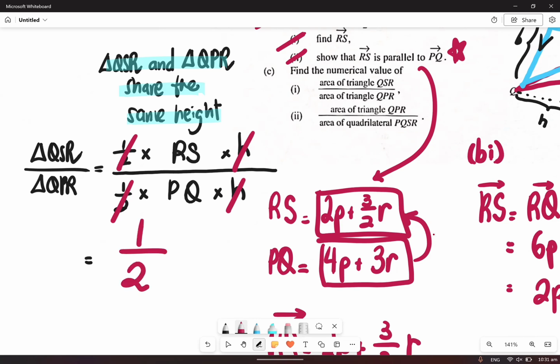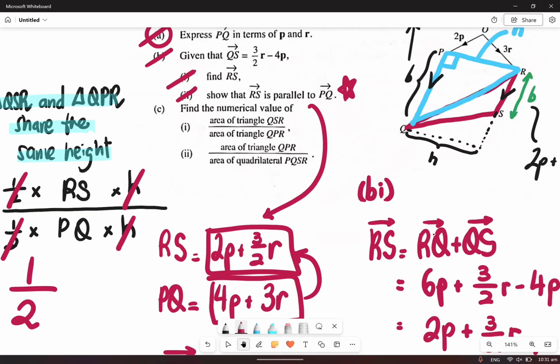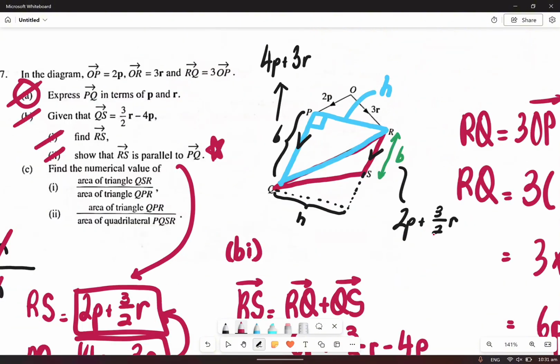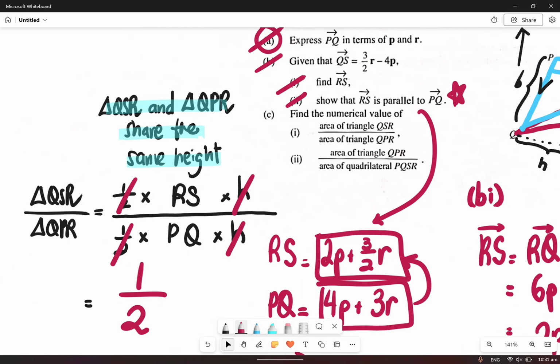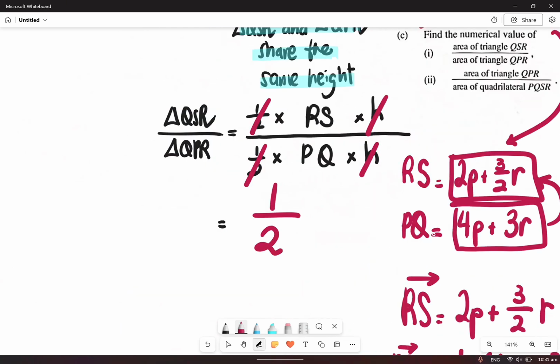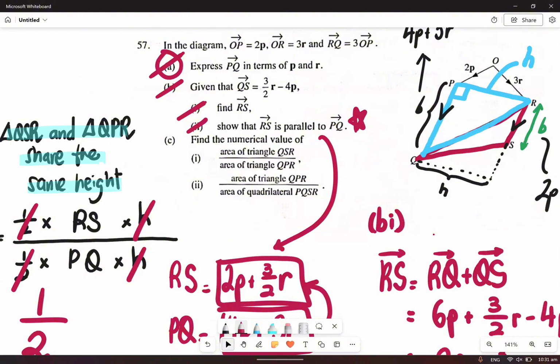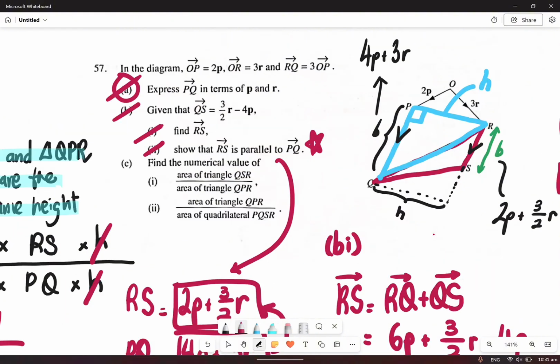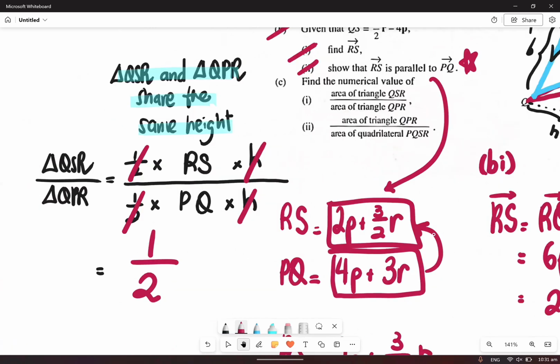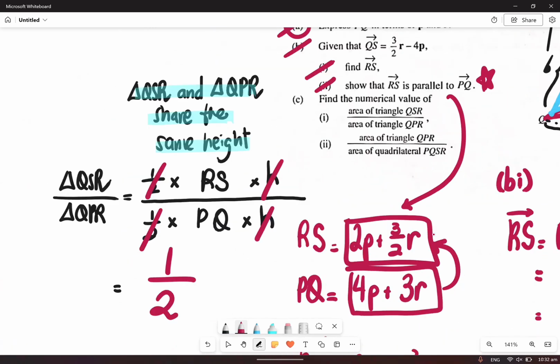That means RS is shorter than PQ. True or not? By how much? By half, by 2 times basically. If PQ is 10, then RS has to be 5. If PQ is 15, then RS has to be 7.5. But in this situation, they want just the numerical value, and therefore your answer for this question has to be half. And this is how you do a question like this.